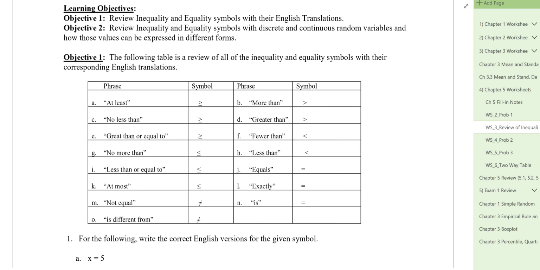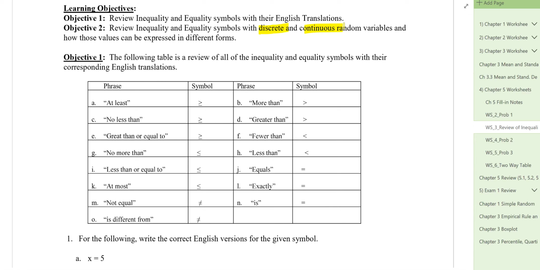Hello, in this handout there are two objectives. First, we're going to review inequalities and inequality symbols, and translations between symbolic form and English. And also review discrete and continuous random variables, again, whether it's discrete or continuous and how we represent them. All right, let's do the first one.